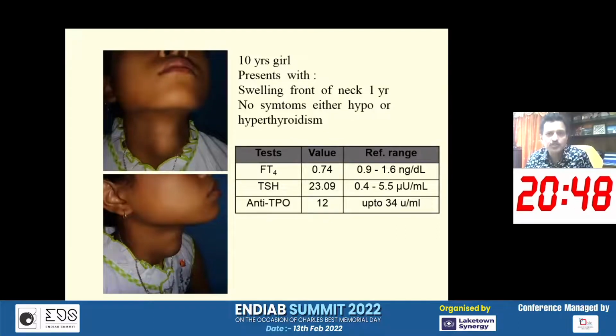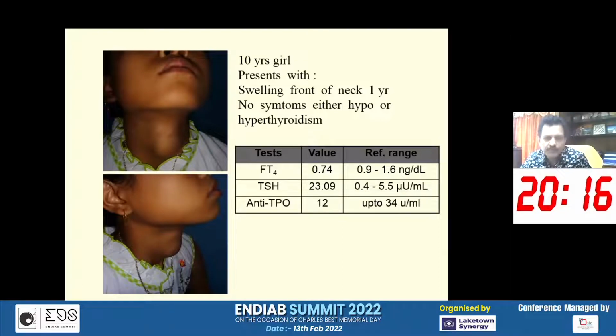Now, coming to this 10-year-old girl who presents with swelling in the front of the neck for 1 year, and she had no symptoms of either hypo or hyperthyroidism. You can see that even though she did not have any symptoms of hypothyroidism, her FT4 value is low, and the TSH value is quite high, 23. Anti-TPO antibody is negative. So this child was actually suffering from overt hypothyroidism, no doubt about it.